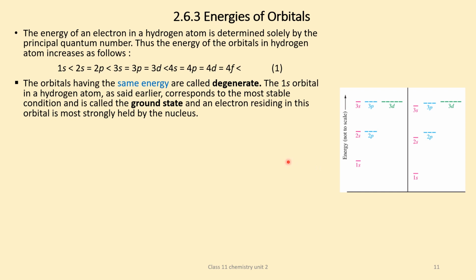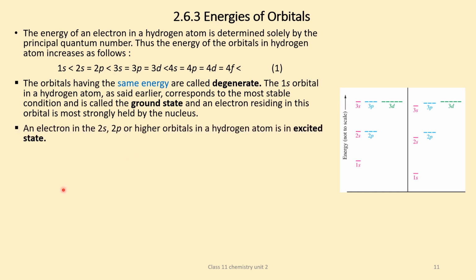The first orbital in the hydrogen atom, as said earlier, corresponds to the most stable condition and is called the ground state. An electron residing in this orbital is most strongly held by the nucleus. An electron in 2s, 2p or higher orbitals in a hydrogen atom is excited. Electrons in these orbitals 2s, 2p, 3s, 3p, 3d, etc. are in an excited state. 1s is in the ground state. These 1s electrons are tightly bound to the nucleus.